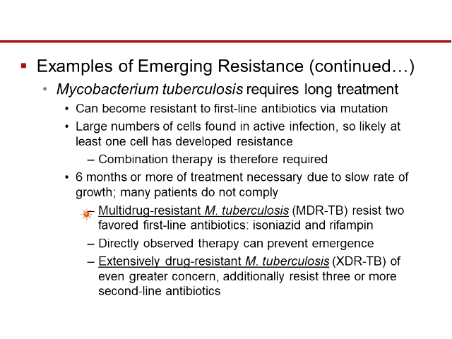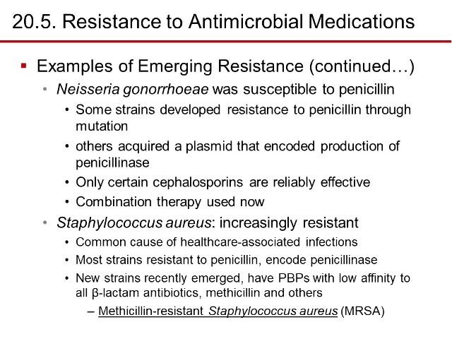Multi-drug resistant M. tuberculosis is resistant to the two favorite first-line antibiotics, isoniazid and rifampin. Directly observed therapy can prevent emergence. Extensively drug-resistant M. tuberculosis is of greater concern because it's additionally resistant to three or more second-line antibiotics. So it's starting to develop resistance. What used to be treated efficiently, though it took a long time, with these antibiotics, we're now seeing more and more resistance, obviously.